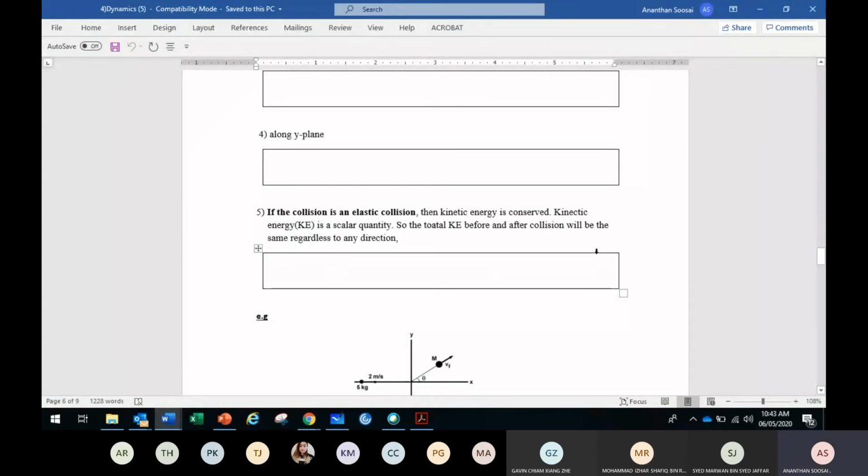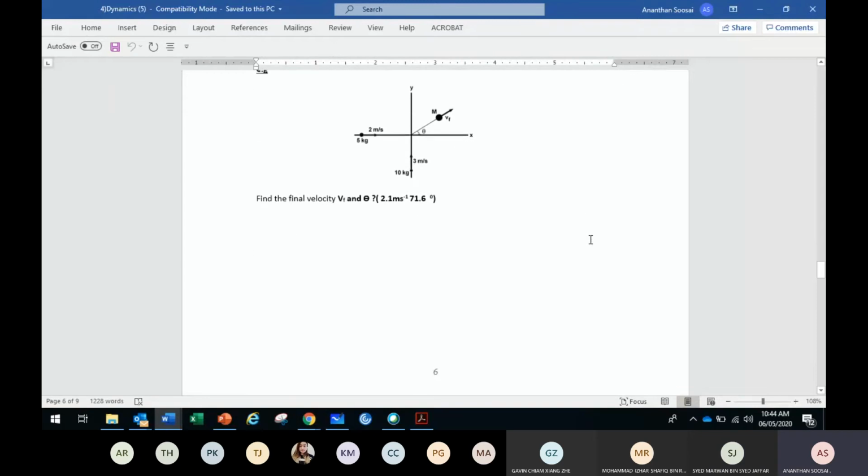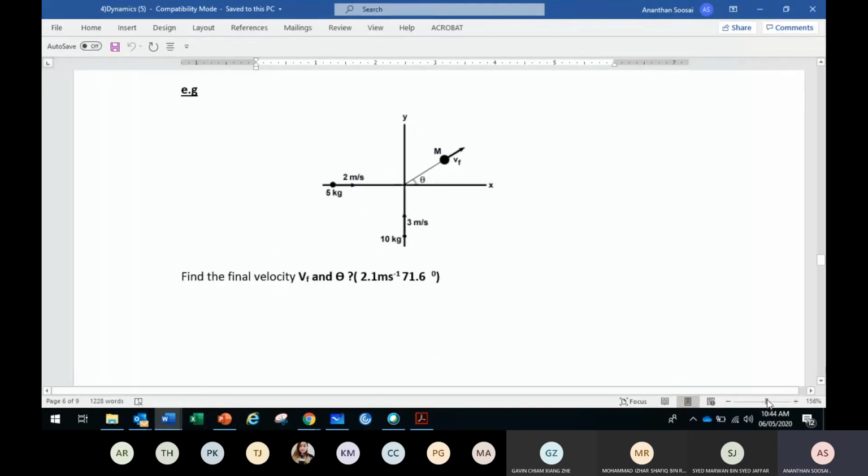Is the angle involved in the conservation of kinetic energy? The angle does not get involved. Why? Because it's a scalar quantity. Okay, good. So now I want you to make use of what I told you just now. Can you please get the working for this question? 2 minutes for you.